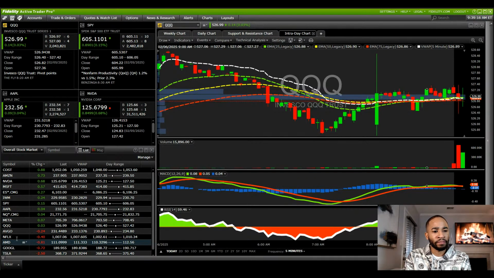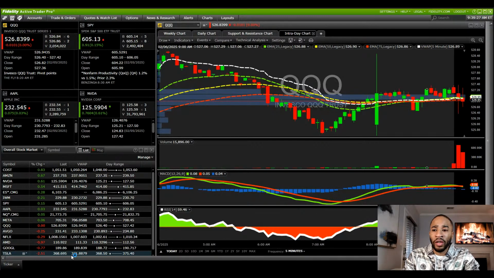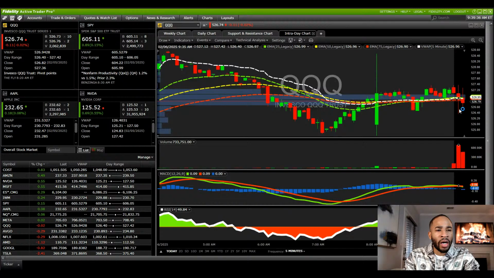But we need AVGL, Netflix, AMD, Google, and Tesla to turn green as well for the Qs to start pumping towards the upside. But at this current moment, the Qs are pulling back. So that's the primary reason I was playing a short position towards the downside. Now, if the Qs lose 526.40, that's a strong bearish confirmation towards the downside.